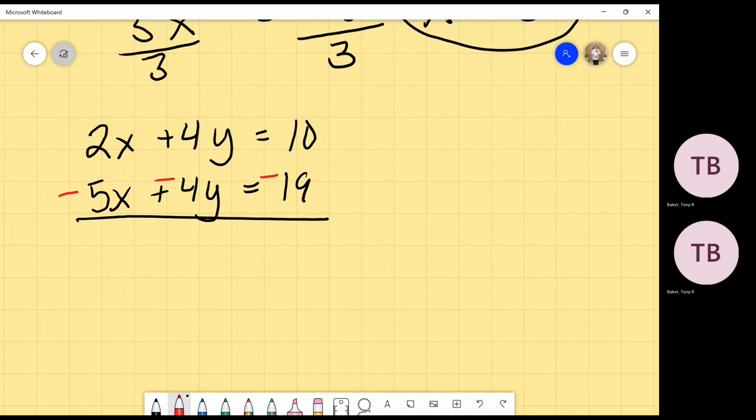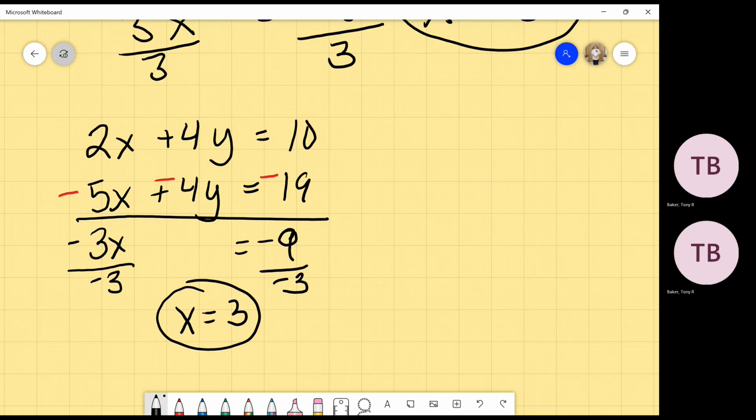And I personally always just change the second equation. All right, I just changed the bottom one. Doesn't make a difference. You could have changed the top one. Wouldn't have mattered. I just always change the bottom one. So now 2x minus 5x is negative 3x. 4y minus 4y, hey, it's gone now. 10 minus 19 is negative 9. Divided by the negative 3. So x equals 3.